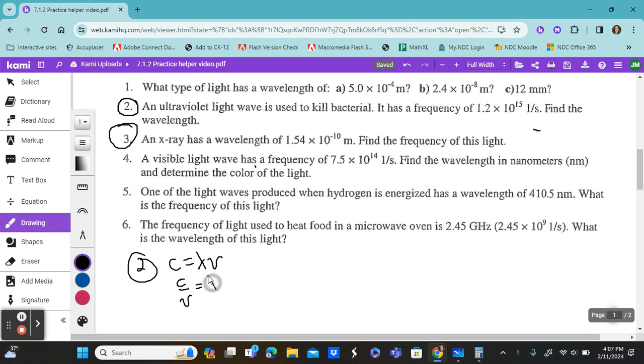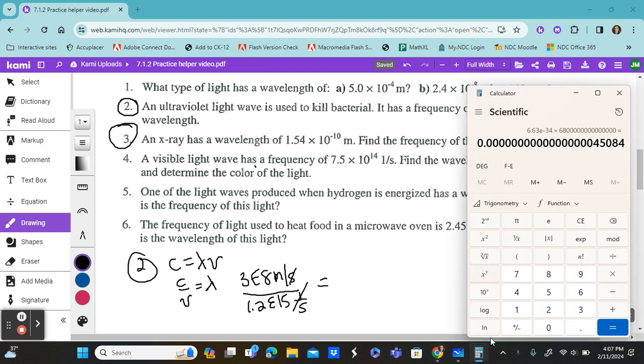so c over nu equals lambda. All right, so 3e8 meters per second divided by 1.2e15 1 over seconds or inverse seconds. That's going to cancel out when you divide. So you're going to be left with meters, which is a totally acceptable unit for wavelength. All right, so we'll put that in. 3 exponent 8 divided by 1.2 exponent 15.